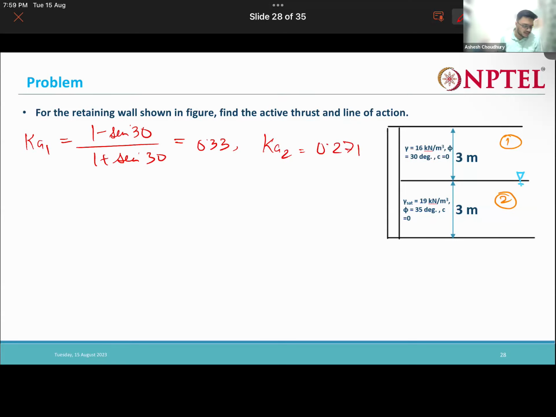Now, see, the water table is there, so the soil below is submerged. So let us get the submerged unit weight for that. The saturated unit weight of 19 is given, minus 9.81.